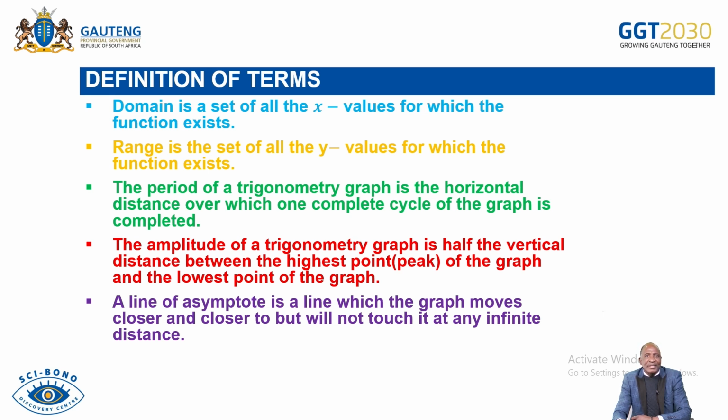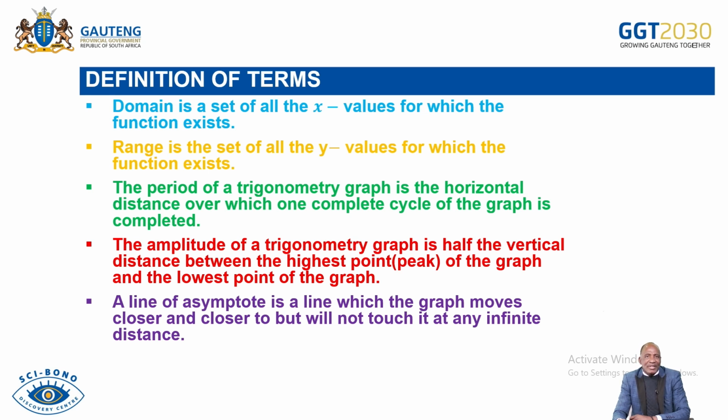Otherwise, the period of a trigonometric graph is the horizontal distance over which one complete cycle of the graph is completed. As you draw these graphs, the three of them, they will always define some patterns. So the wave will start at one particular point on the x-axis and stops again at a certain point on the x-axis, defining a complete wave or a complete pattern. That's what we mean by the period of a trig function.